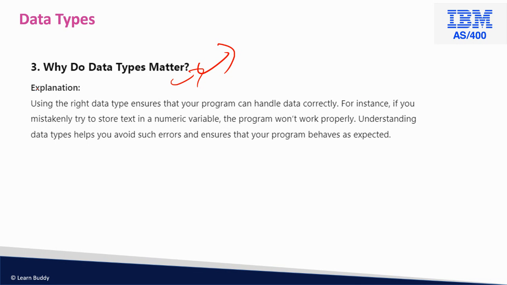For instance, you can mistakenly try to store text in a numeric variable, and the program won't work properly. Understanding data types helps you avoid such errors, like passing a character into a numeric field. These kinds of mistakes won't happen if you use the proper data types.